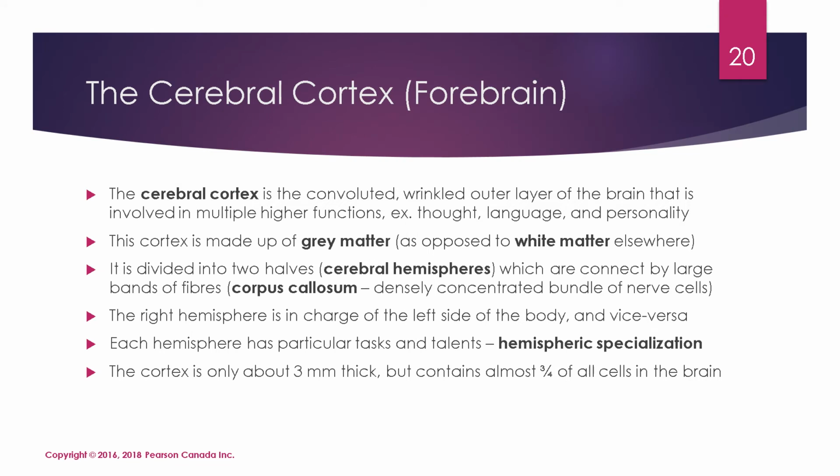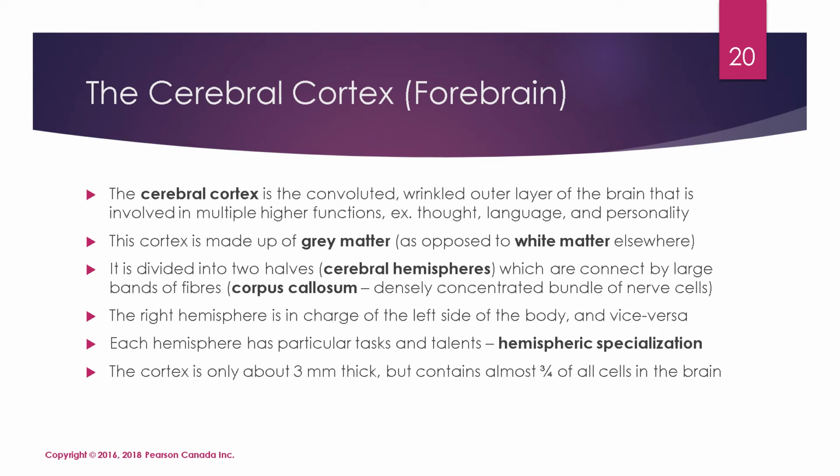So finally, our last section of the brain to talk about will be the cerebral cortex. So it is still a part of the forebrain. As I mentioned before, it's that part that you tend to think of when you think of what the brain looks like. It's the convoluted, wrinkled outer layer of the brain that is involved in multiple higher functions. For example, things like your thought, your language, and your personality. So this cortex is made up of gray matter as opposed to the white matter that's found elsewhere.